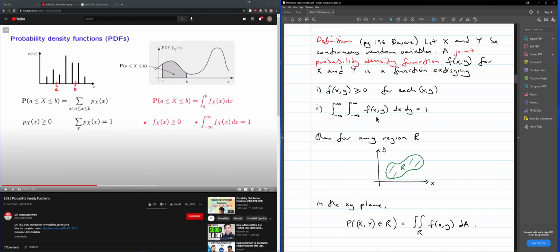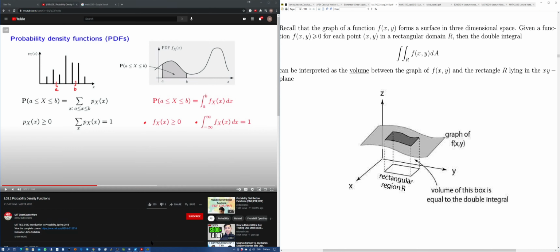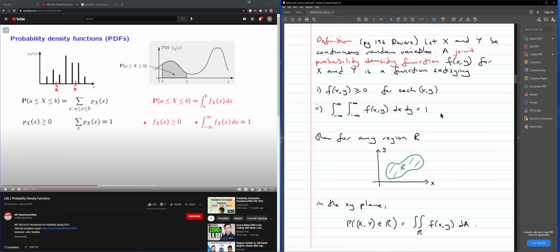Likewise over here, for your joint PDF, if you integrate it over the entire xy plane, in other words, for all possible values of x and y, well, what you're doing is you sum probabilities, and when you sum probabilities for all cases, the probability has to work out to 1. So that is where this 1 is coming from over here.